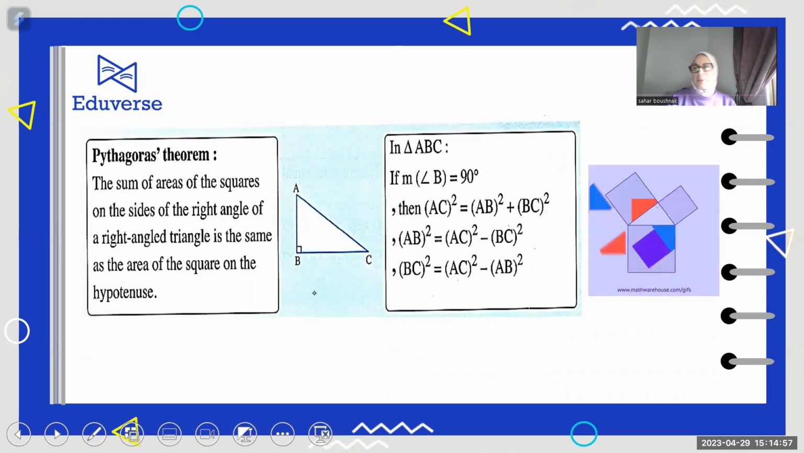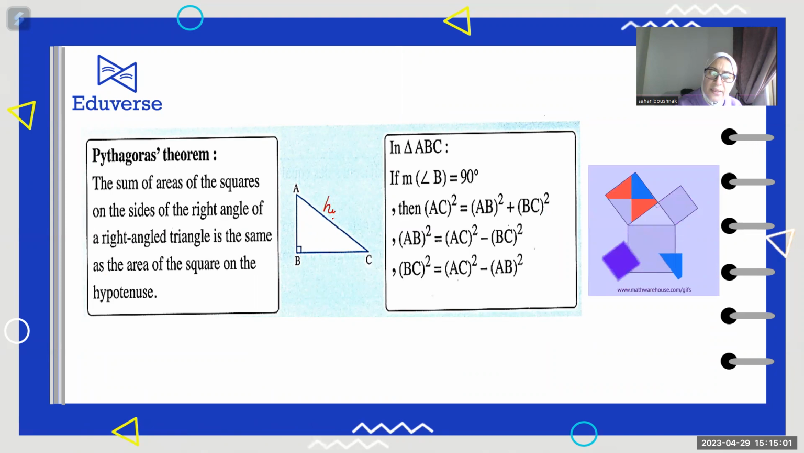Then we study the Pythagorean theorem, and we know that this one is the hypotenuse, the longest side, in front of the right angle. Then the hypotenuse squared equals AB squared plus BC squared. So AC squared equals AB squared plus BC squared. And if I want to find AB squared, it will be AC squared minus BC squared. In the same way, BC squared equals AC squared minus AB squared.